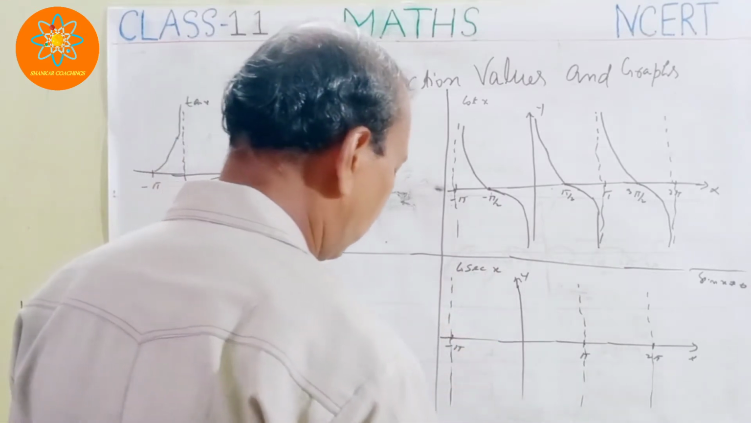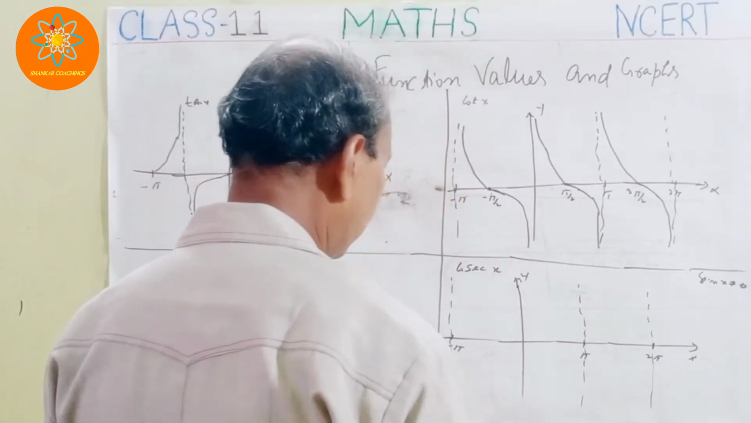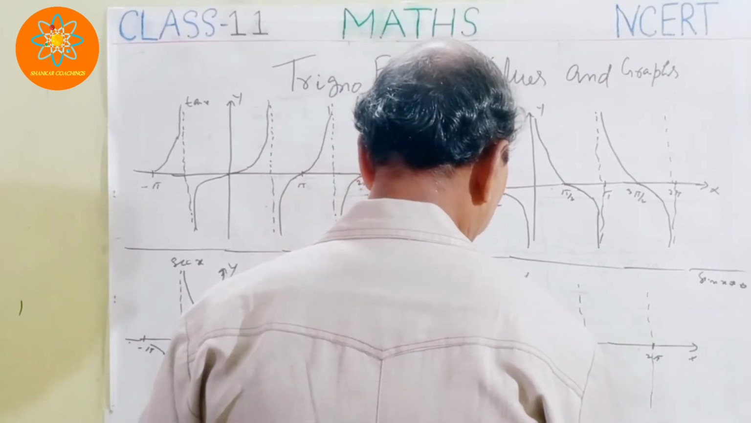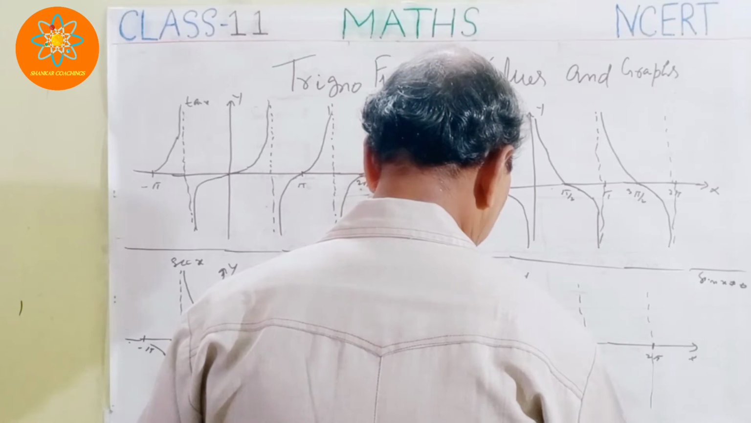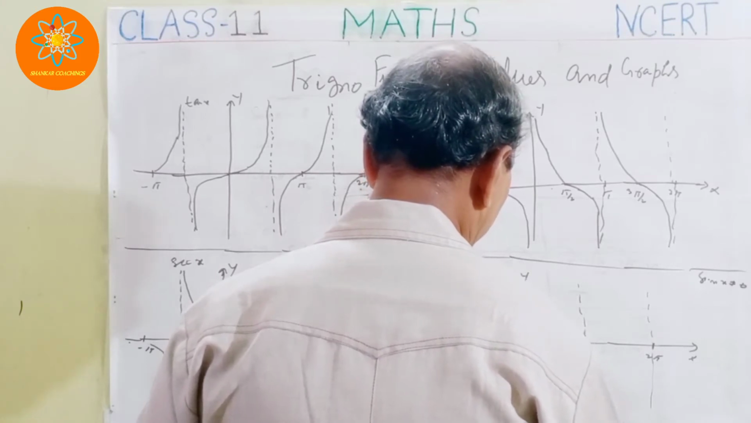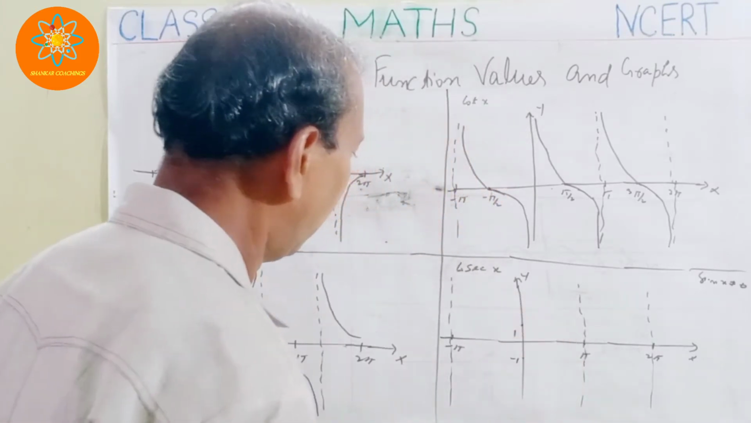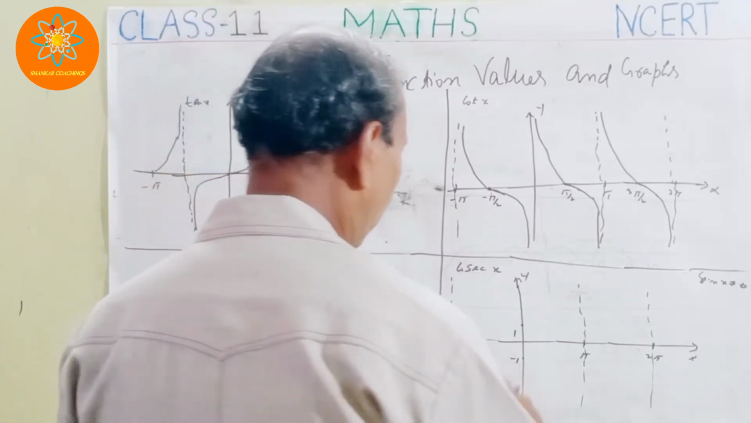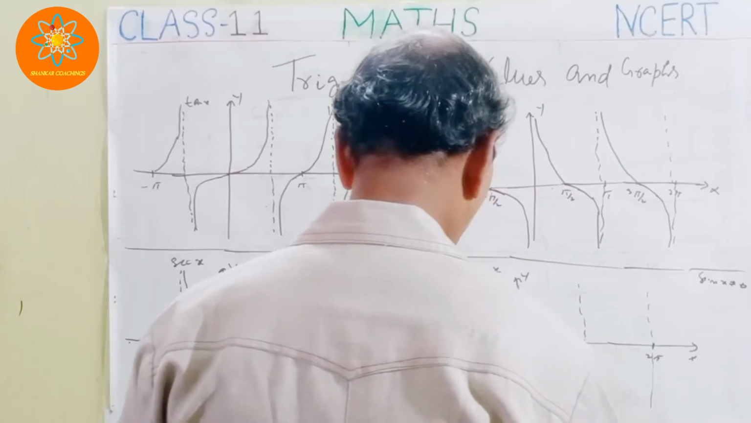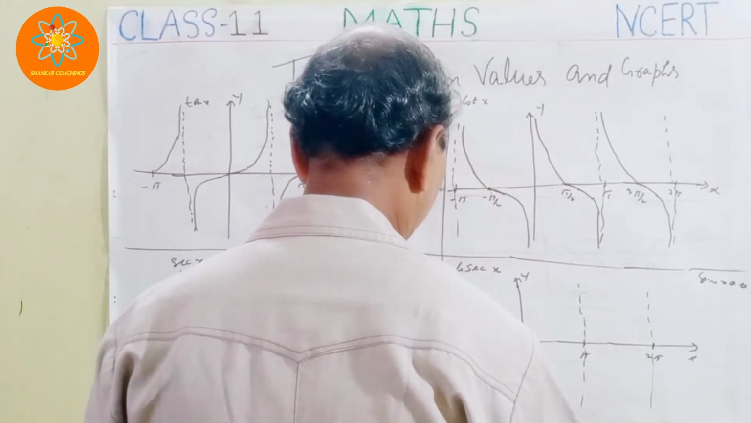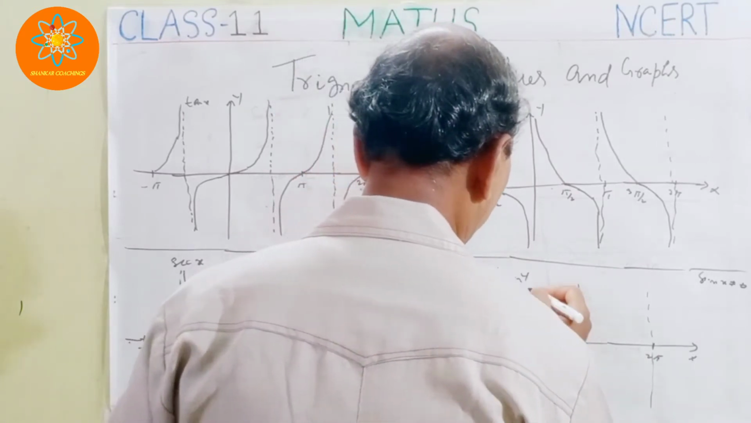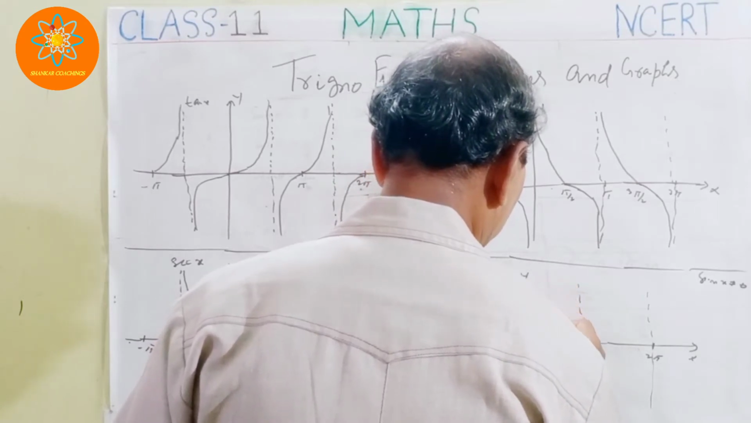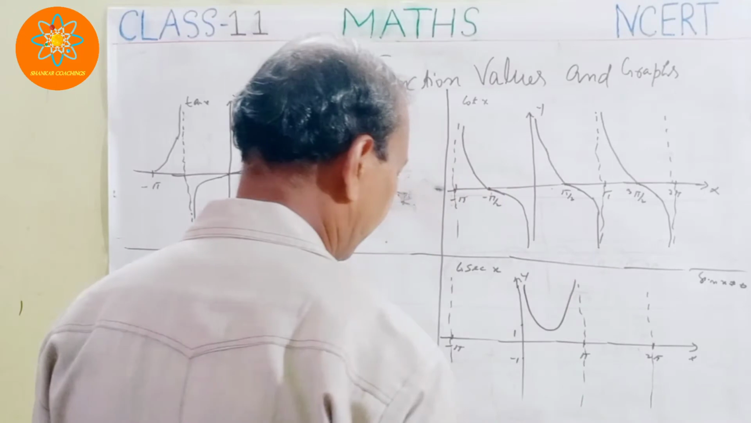Okay. So what is the value of this at pi by 2? Let's suppose this point is at 1 and this point is at minus 1. So it is not defined for pi, 2 pi, 0 also and minus pi. So the shape of the graph will be like this.